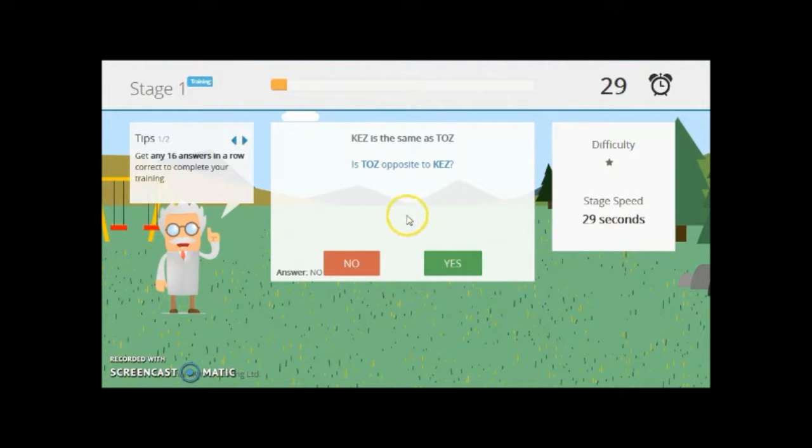If you watch this, it'll provide another statement. KEZ is the same as TOZ. And the question is, is TOZ opposite? Well, no. The statement is the same, so it's not opposite. So I can answer no. If you watch, you notice that my answers have also changed. So 2 things happen there: once I answered, my environment changed and my response area changed.